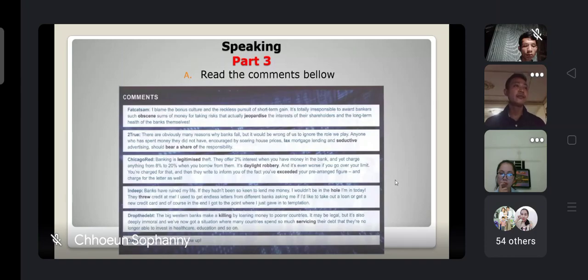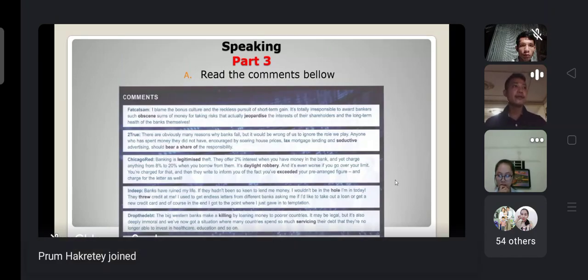Legitimate means legal, and daylight robbery means stealing in an open and assertive way, and assertive means good going over.